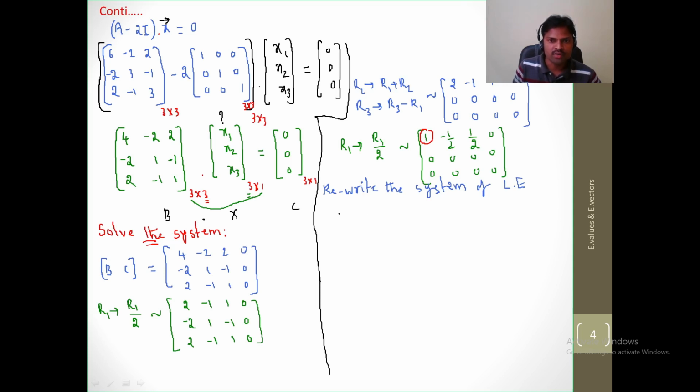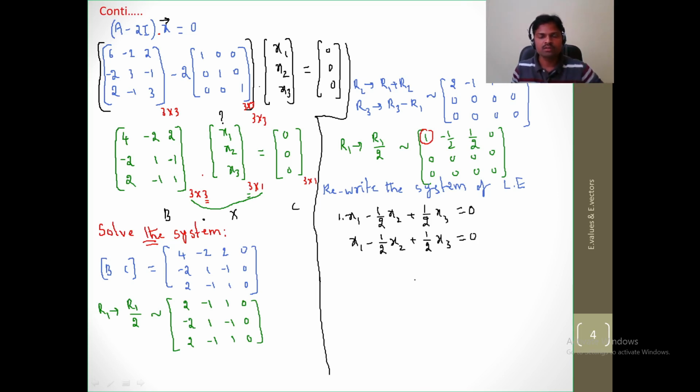Now let us write 1 into x1, next minus half into x2, next plus half into x3 is equal to 0. Only one equation is obtained. So this implies x1 minus 1 by 2 into x2 plus 1 by 2 into x3 is equal to 0. Now here we have two free variables, x2 and x3.